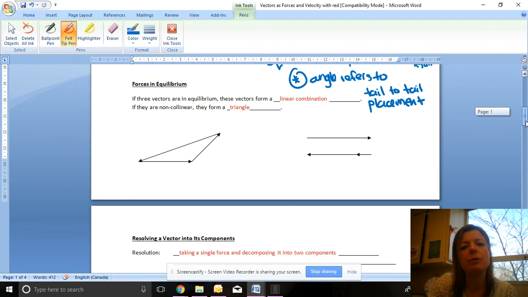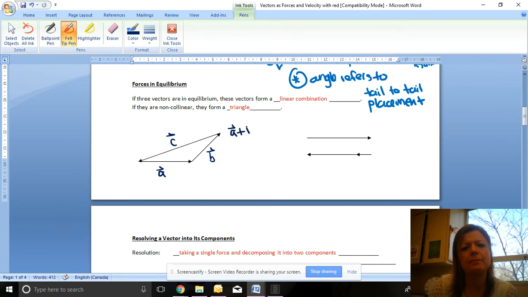All right, so now if forces are in equilibrium, these vectors form a linear combination, okay? And if they are non-collinear, they form a triangle, okay? So basically, three vectors in equilibrium are in a rested state, they get back to themselves. So in this case, you would have A plus B plus C equals 0. Okay, that's because the resultant of A plus B would be negative C. So you're really adding the equilibrant to A plus B. So your force is kind of getting back to its home state. So everything is in equilibrium.